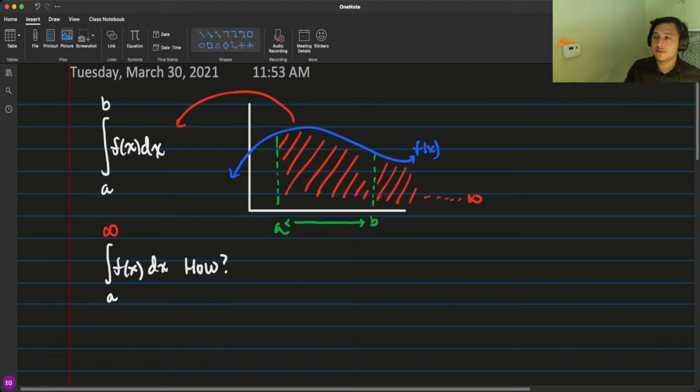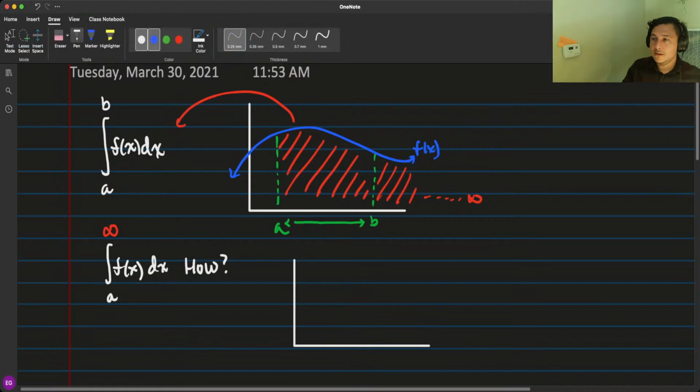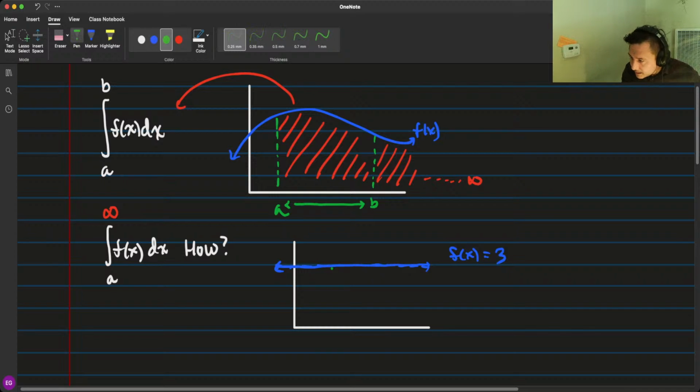So let's run through some examples here. Let's say that your function is something super simple, like f of x equals 3. So you see how f of x is just the constant function 3? Now, let's say that you're starting here at a equals 1. And here's your b over here.